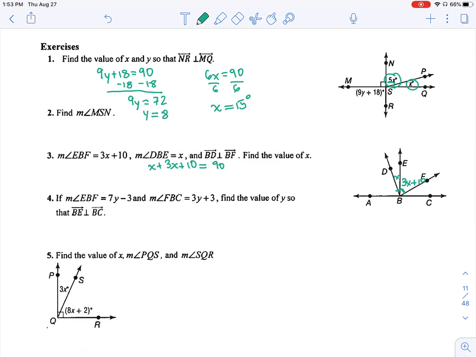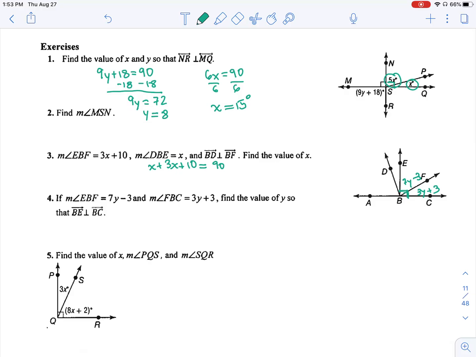And for 4, we have angle EBF. Let me erase. Usually when they're referring to the same figure again, we'll erase and then rewrite our information here. EBF is equal to 7y minus 3. FBC is equal to 3y plus 3. And they want us to find the value of y so that BE is perpendicular to BC. So this is a 90-degree angle right here.